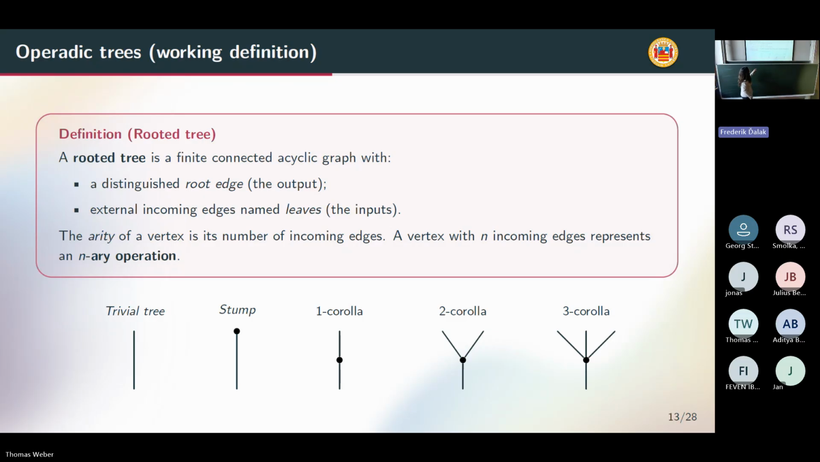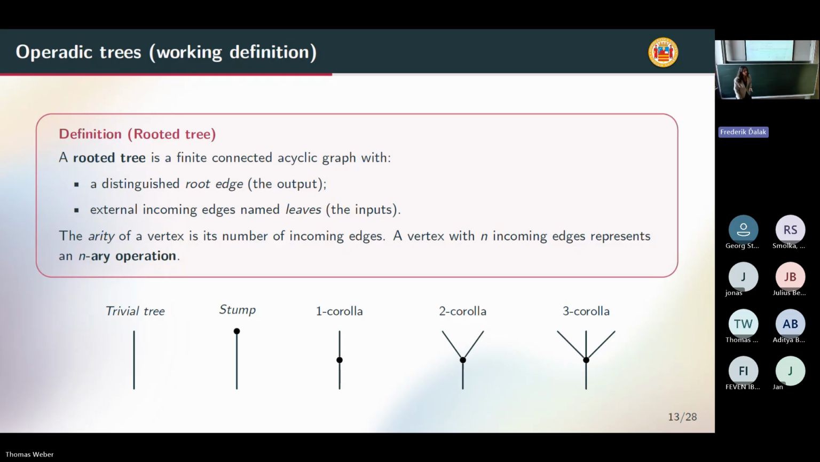And here you can see a few examples of trees. The first one is named the trivial tree, and it has no vertex. It has just a single root which identifies with its unique leaf. So it is an operation which does nothing, and it corresponds to the identity, to the unit of the operad.